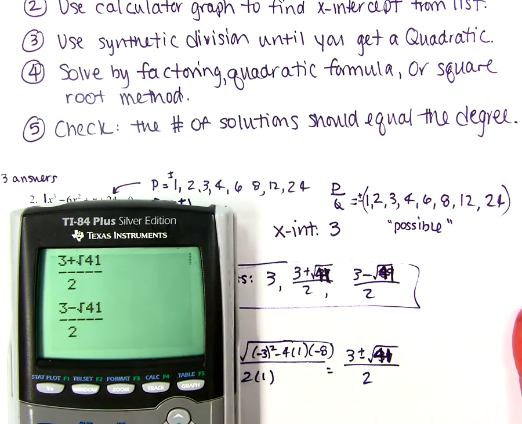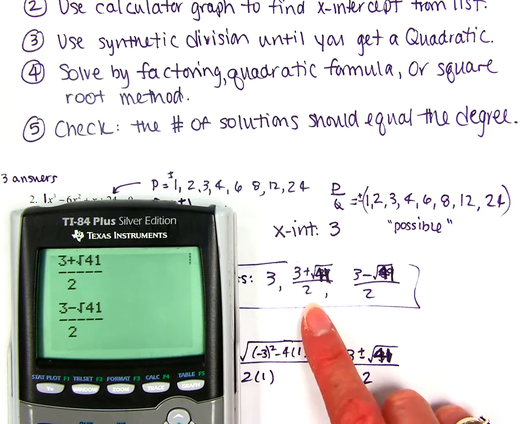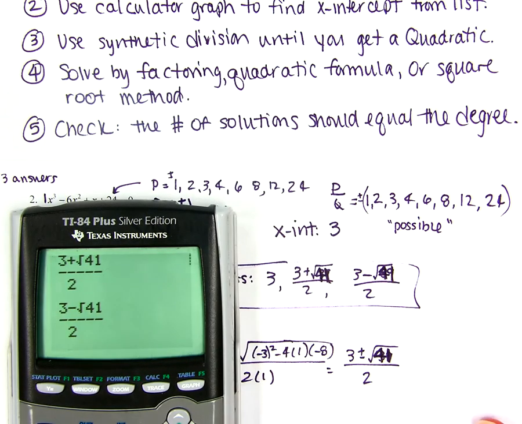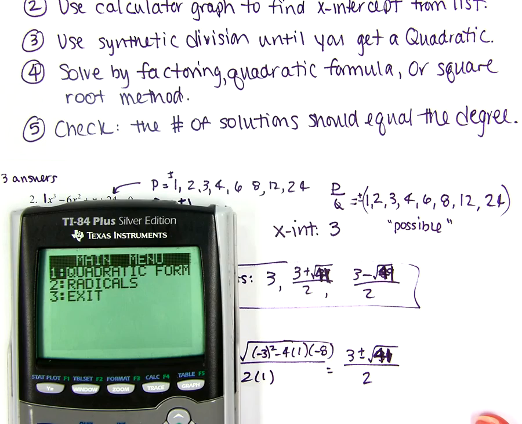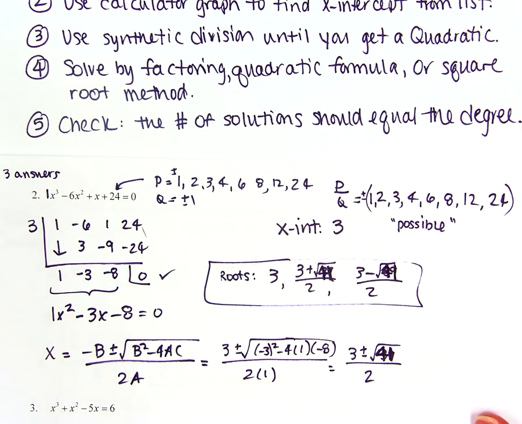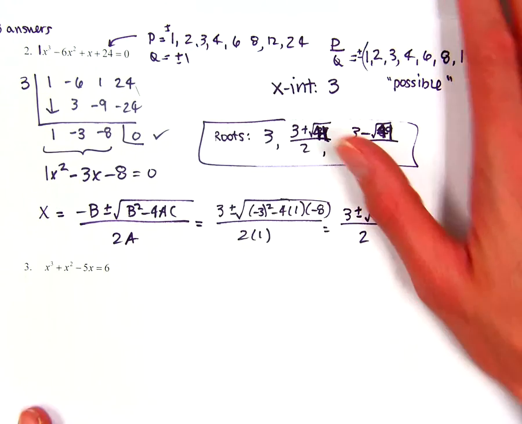All right, so now you can see we have 3 plus root 41 over 2 and 3 minus root 41 over 2. Sorry about that. Good thing we used the calculator. All right, so we're just going to exit and quit out of there. All right, so let's look at number 3.